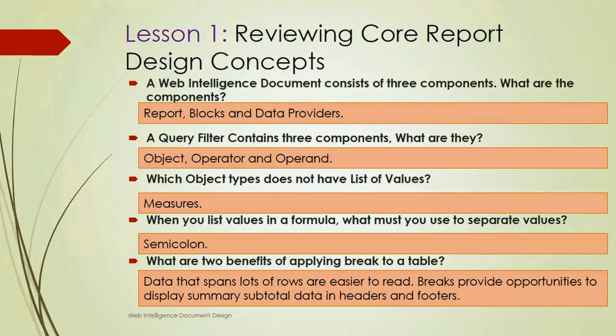Which object type does not have a list of values? Measures do not have a list of values, whereas dimensions and attributes may have a list of values. When we list values in a formula, what must you use to separate values? It is a semicolon that we need to use to separate the values in a formula.